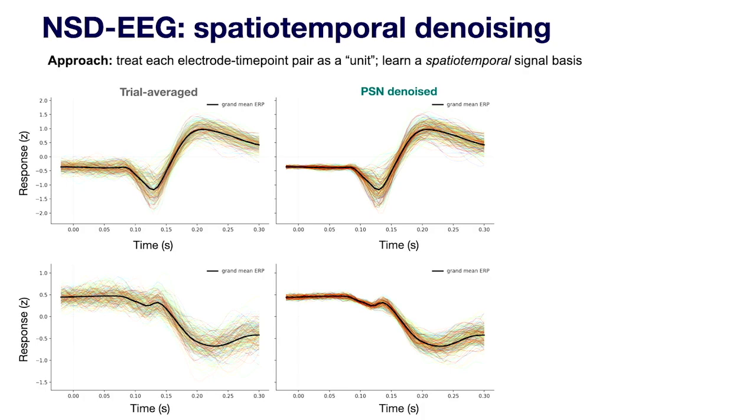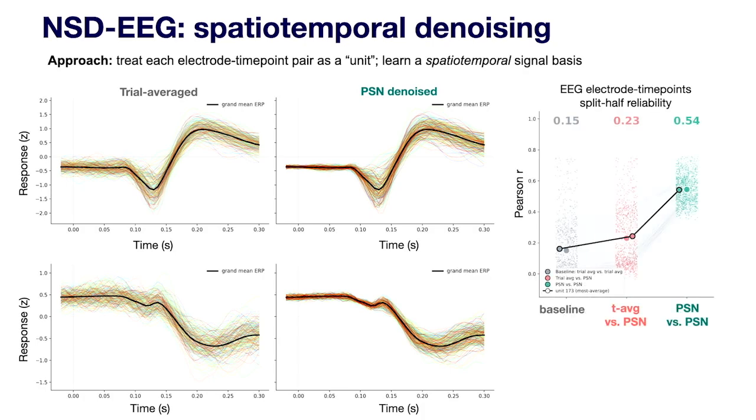on the right. And we can do the same kind of reliability analysis, and again, we see consistent improvement, where PSN nicely compresses variance in time points where we wouldn't expect there to be stimulus-evoked responses, while preserving and sharpening the post-stimulus response trajectories. And this suggests that PSN is also going to be highly effective for spatiotemporal denoising. It's not just limited to patterns of voxels in space.